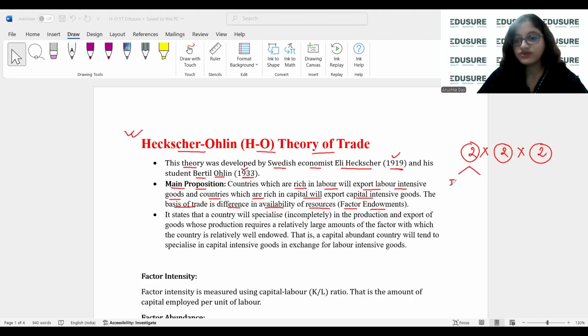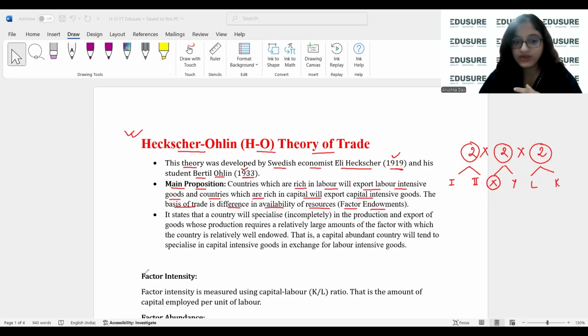Two countries: suppose nations 1 and 2 are there. Two commodities, suppose X and Y, two goods that you are trying to produce in your economy, and two factors of production, namely labor and capital. Now, what this theorem tells you is that suppose X is a good which is labor intensive in nature. What is intensiveness? For the production of X, you need more labor with respect to capital. So this is the labor-capital ratio.